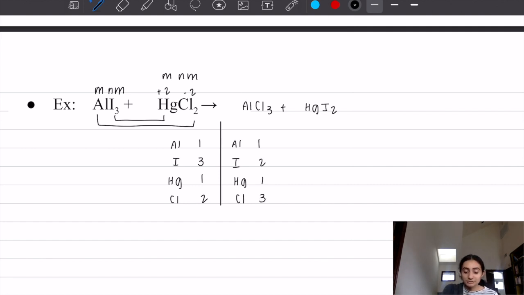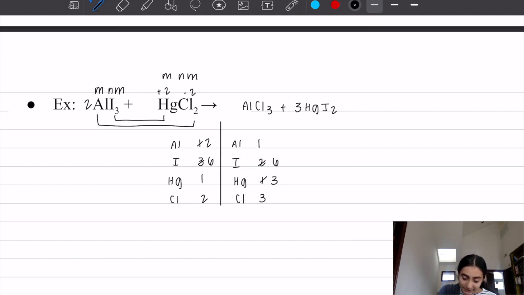So I'm going to choose to start by changing the iodine. I cannot multiply AlI3 by anything to get 2 atoms of iodine. So I'm going to use the common multiple between 3 and 2 and make sure that I have 6 iodines on both sides of the reaction. So I'm going to put a 2 in front of AlI3, which will give me 2 aluminums and 6 iodines. And then I'm going to put a 3 in front of HgI2, because that will give me 6 iodines on the products, but it would also give me 3 mercuries.